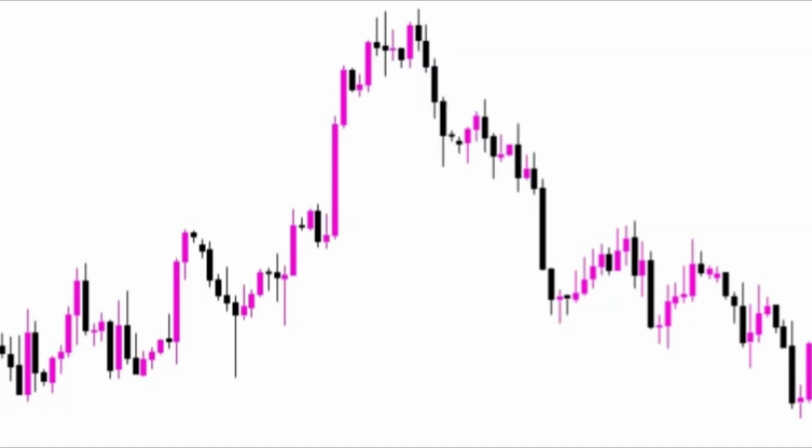This analysis is also done by traders to stay safe from the traps which are set by the smart money.